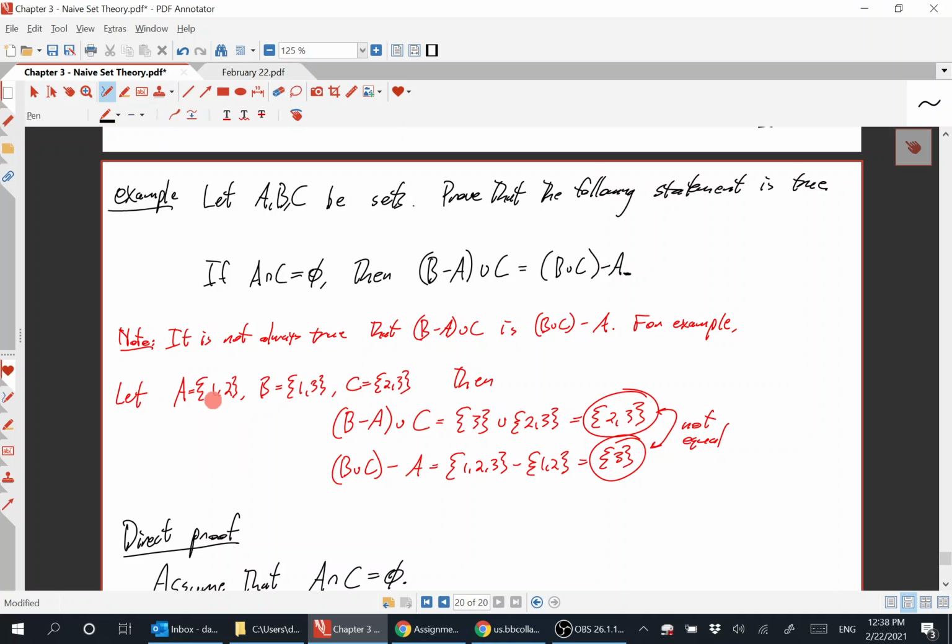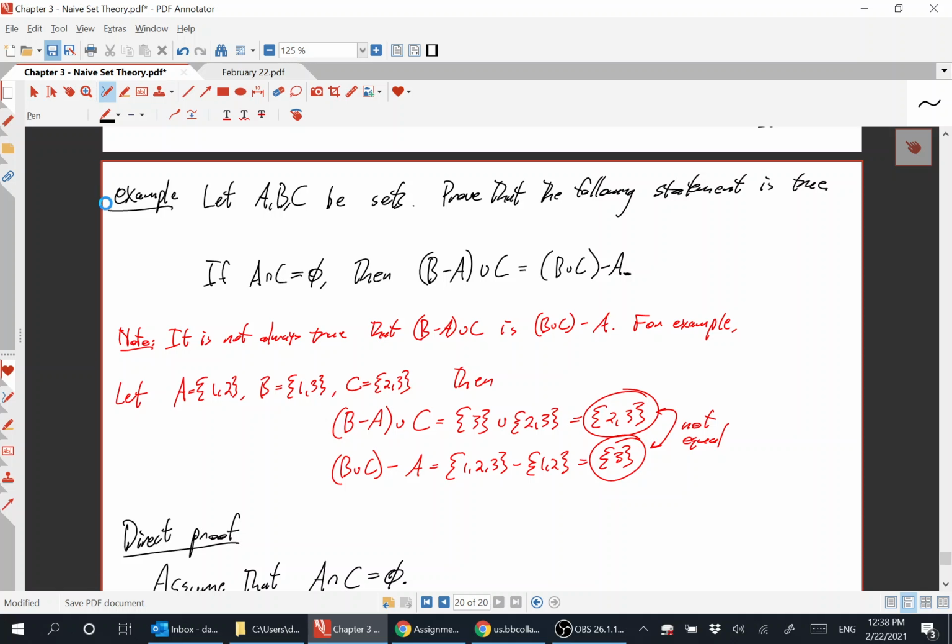For example, if A is 1, 2, B is 1, 3, and C is 2, 3, notice that A intersection C is not the empty set. And then if you work out what these two sets are, B minus A is just the element 3. Union C is 3 union 2, 3, which is 2, 3. B union C is 1, 2, 3, minus A, which is 1, 2, is just the element 3. So as you can see, they're not the same. Okay, but in the case that A and C do not intersect, in the empty set, it is.